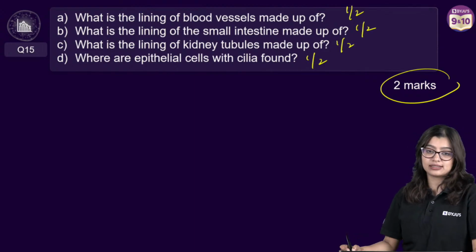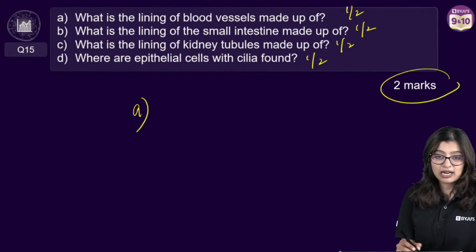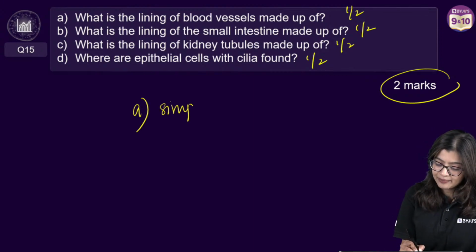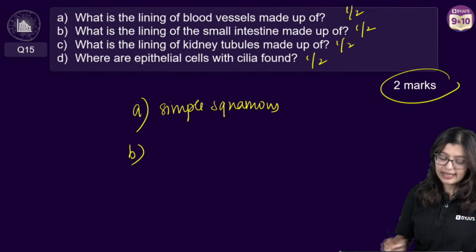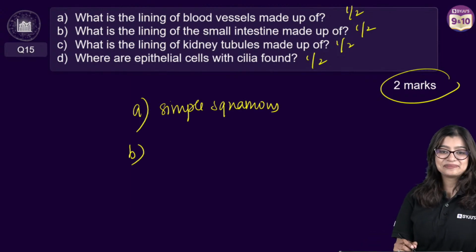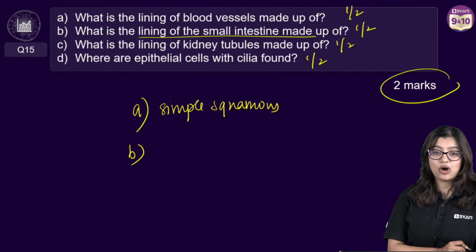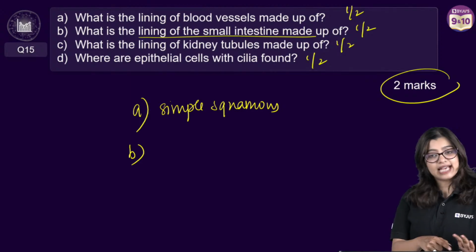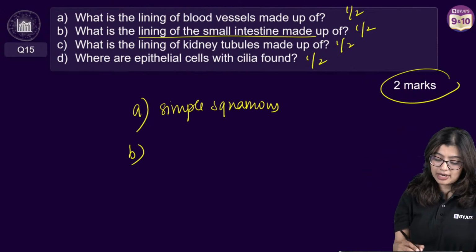Lining of blood vessels, they are made up of what? I'll write your answers first. Everybody is telling me, ma'am, it should be simple squamous. Okay. Now, what about lining of small intestine? Yes? Lining of small intestine, what is it made up of? Very good. Columnar epithelium. Okay.